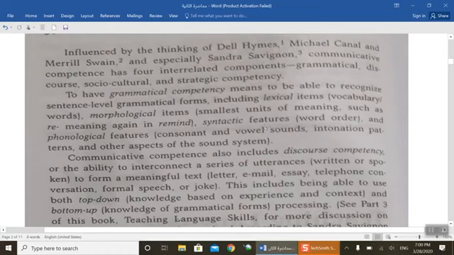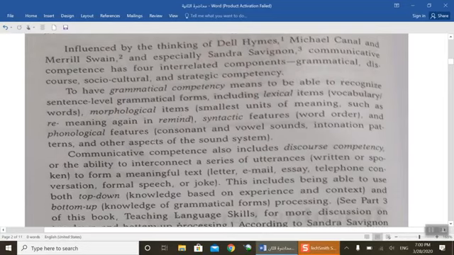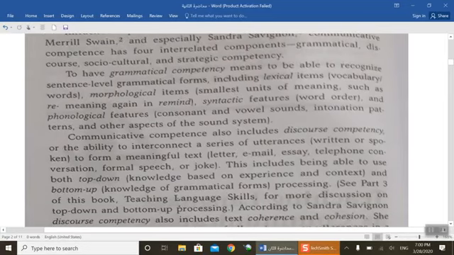Syntactic features, word order. You have to know how the sentence is arranged, the organization of a sentence: subject, verb, object; subject, verb, complement. This is what we mean by syntactic features, word order. And phonological features: now we are studying phonology, and last year you studied phonetics. So you know about consonants, vowels, intonation, stress. This is what we mean by grammatical competency, right? I hope it's clear.